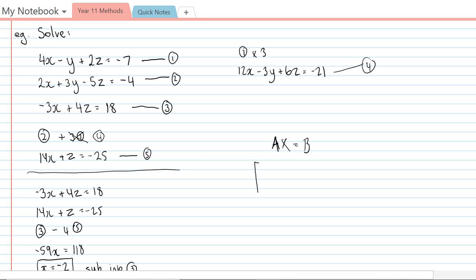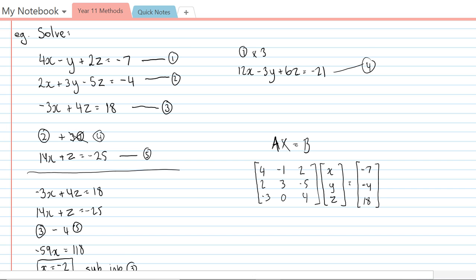In this case, the coefficient matrix is just the coefficients of all of the variables. So it's 4, negative 1, and 2. And then it's 2, 3, and negative 5. And then for the third equation, it would be negative 3, 0, because there's no y term, and then 4. So that's the coefficient matrix. The variable matrix is just the variables in the equation, x, y, and z. And the solution matrix is the numbers on the right hand side of the equation, so negative 7, negative 4, and 18.